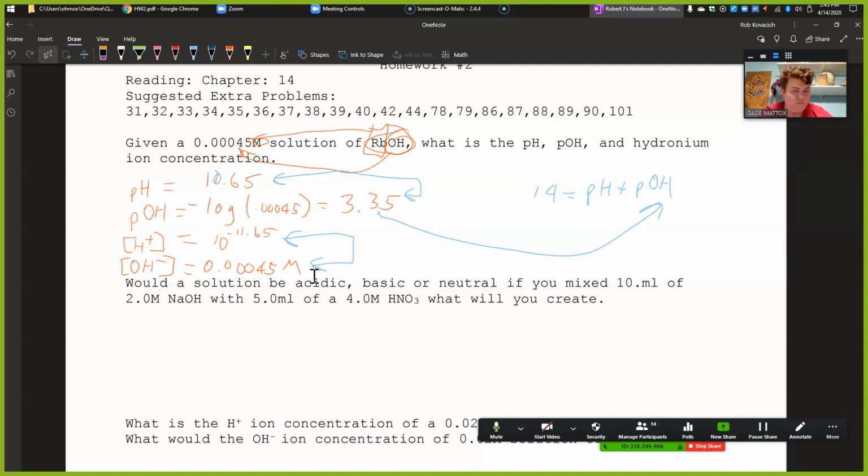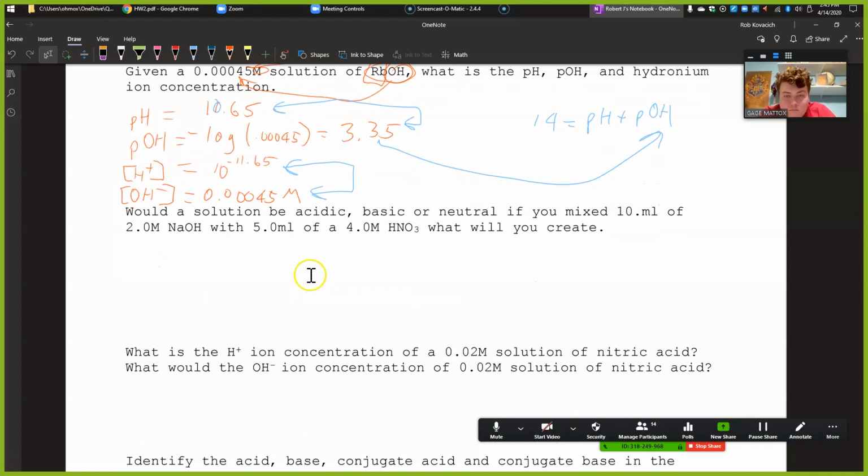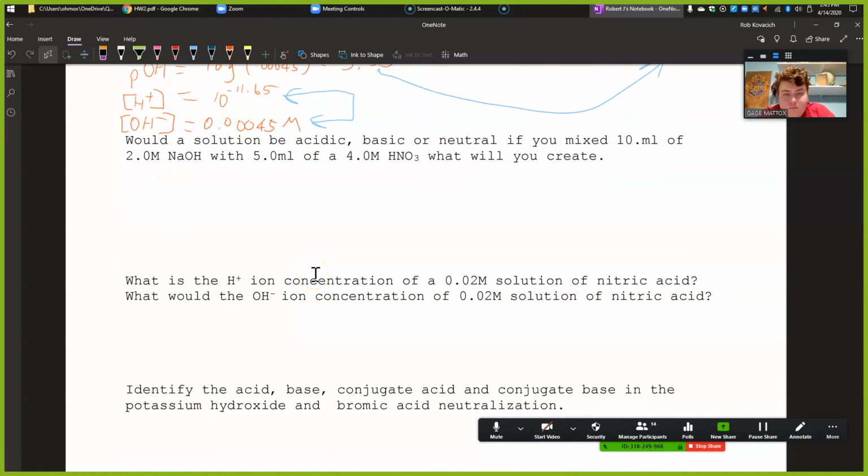Okay, so how about this next one? Would a solution be acidic, basic, or neutral if you mix those things together? Neutral. I think it's neutral because I've got 10 milliliters of a 2 molar strong base, and I've got 5 milliliters of 4 molar strong acid, and they're both strong. So I have twice as much, but half as concentrated, and half as much, but twice as concentrated.